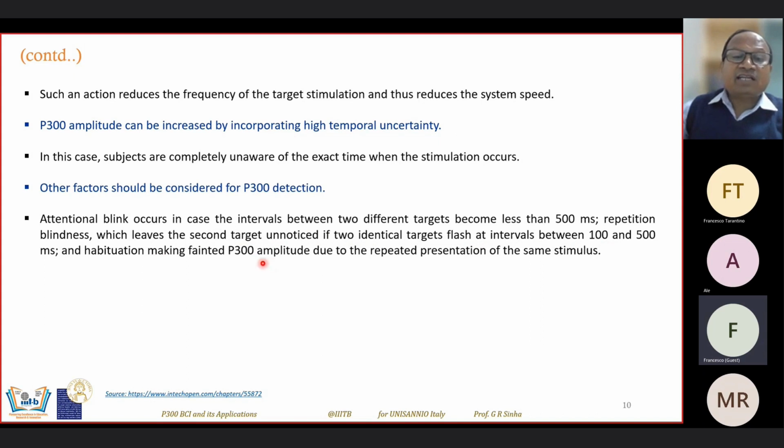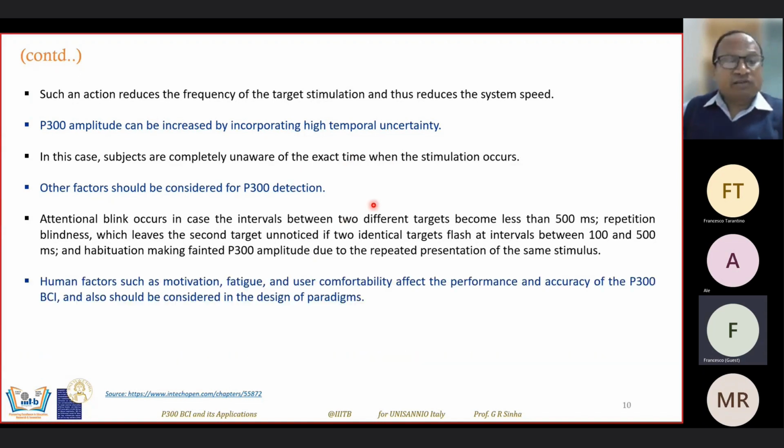Habituation makes the P300 amplitude fainter due to repeated presentation of the same stimulus. So this is called habituation. Habituation is a factor in which we present the same stimulus again and again. That also disturbs and adversely affects the generation of the ERP potential.